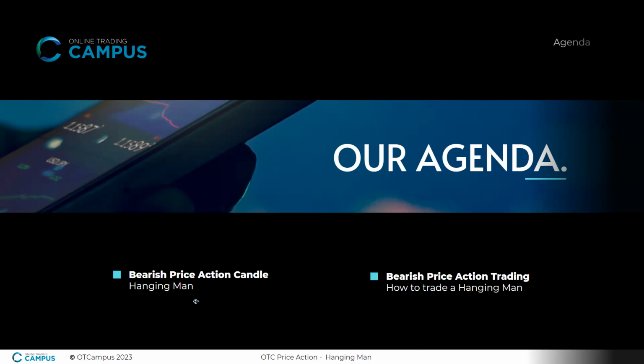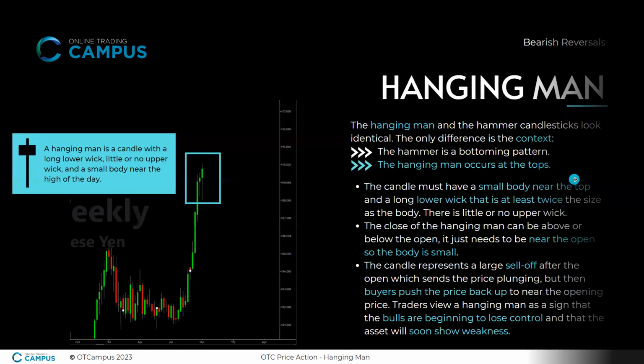We will talk about the theory here, the definitions, the key takeaways, and then also how to trade. Right, we have here the same three different options to trade this candle. And in lesson number 2, we will go into the chart for a practical application. Let's go here to the definition.